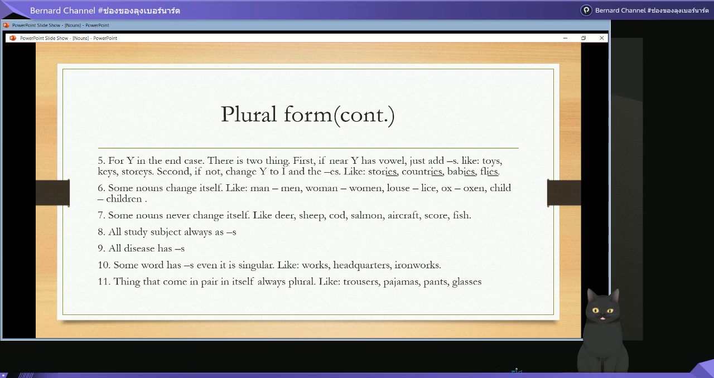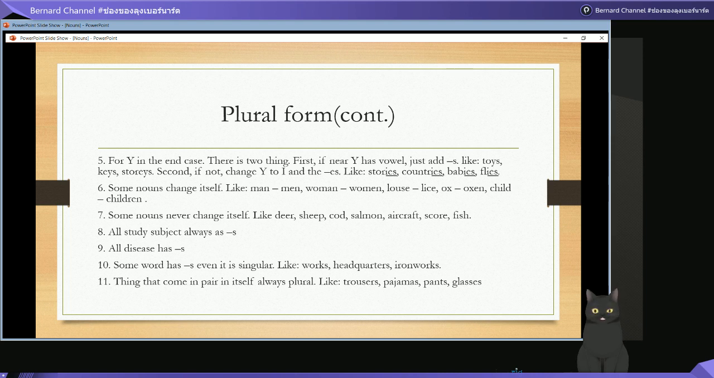it ends with S because next to Y is E, clearly. And the second is, if the Y at the end doesn't have a vowel near it, just change Y to I and add ES. This is a simple thing you might have already learned. Many countries and many people teach this, but the problem is that words like toys, keys, and stories intercept that. So be careful and check that Y before you change it.